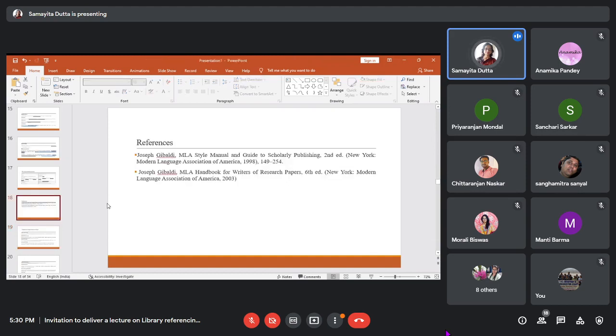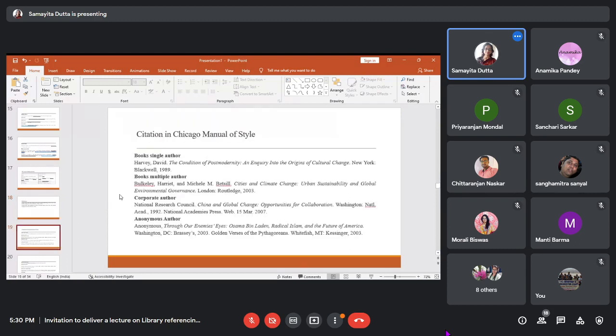These are the references, style manuals and guides that you can consult to follow the patterns of citations. And the other style is citation in the Chicago Manual of Style. Here also you can see how you can cite your work in this pattern. Here you can write the title of the book in italics, and the place of publication, the publisher's name, and the year of publication. In this way you can write or cite your sources.